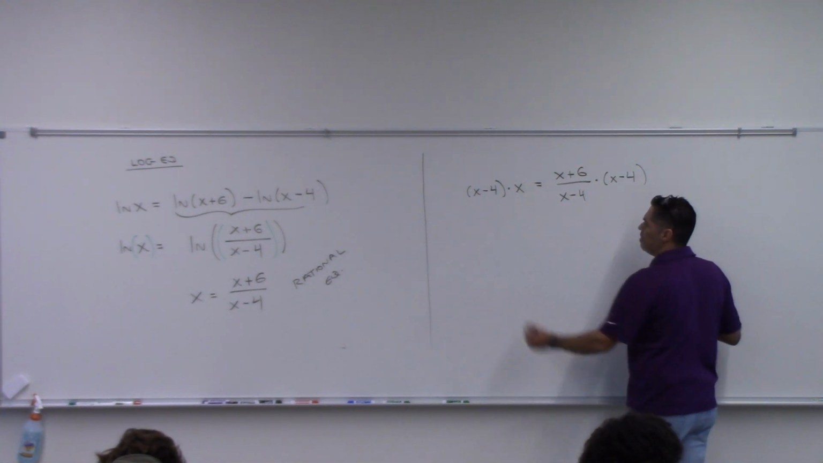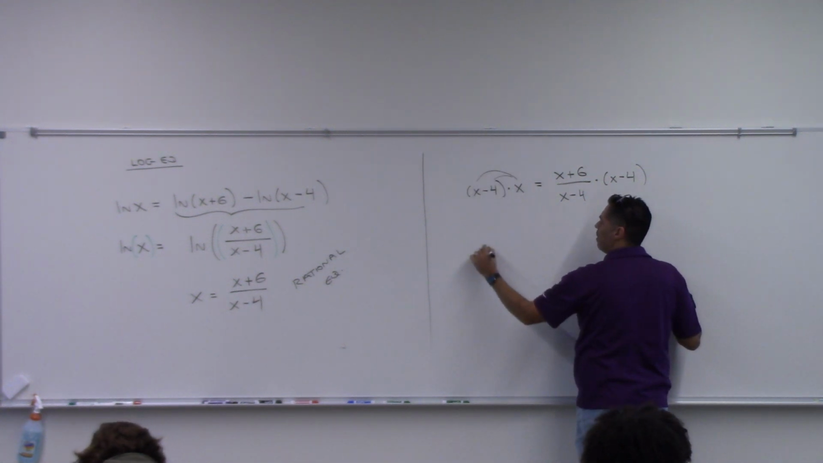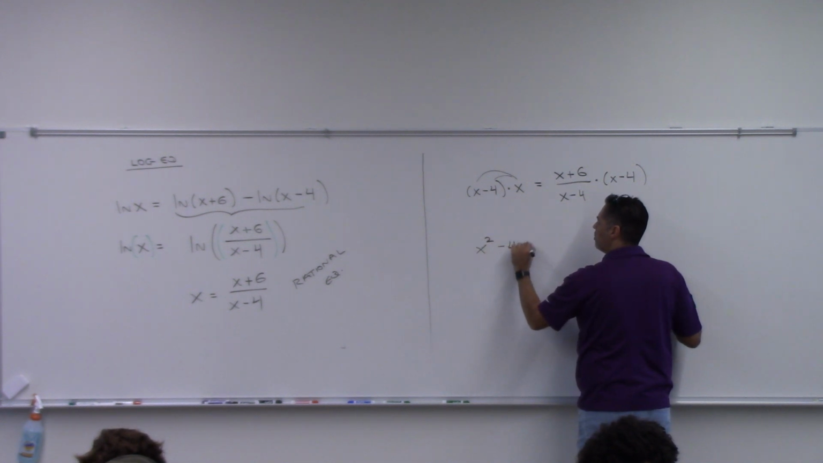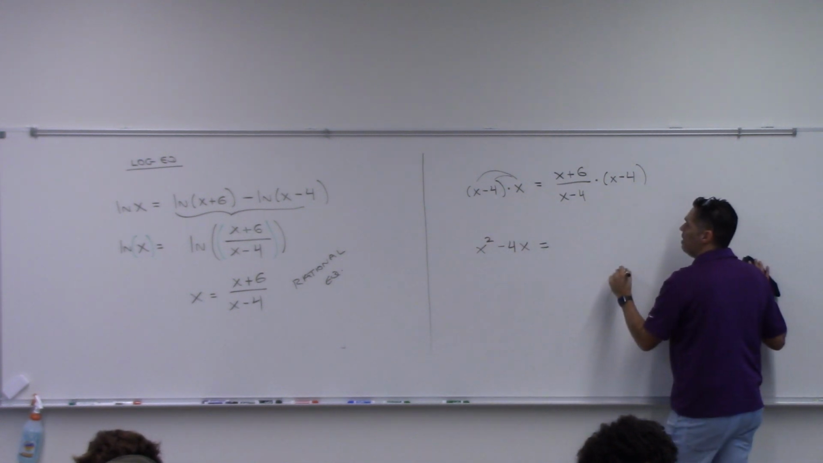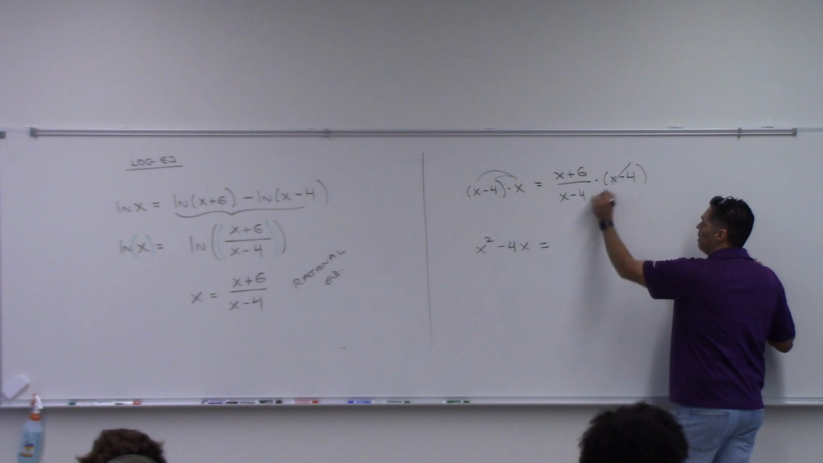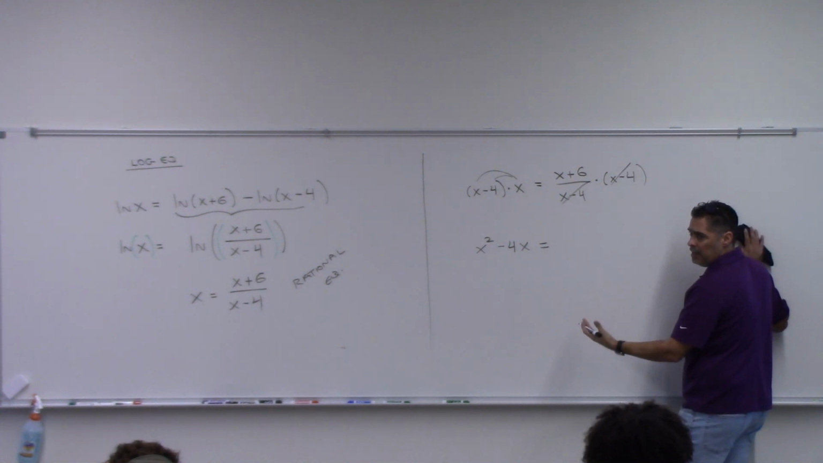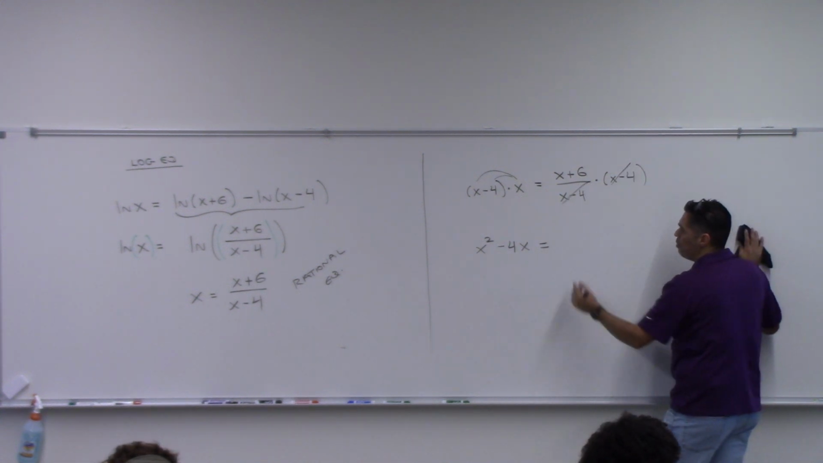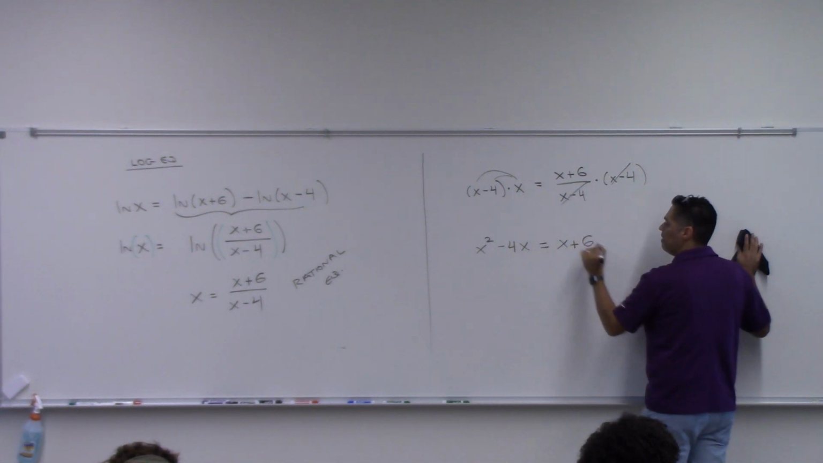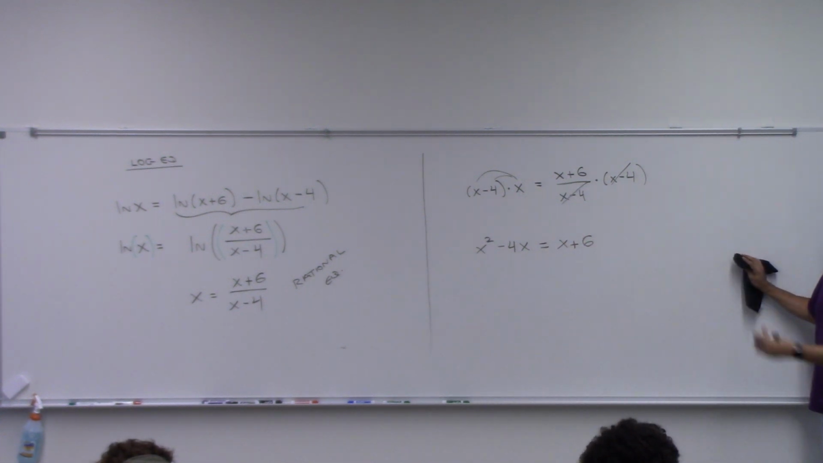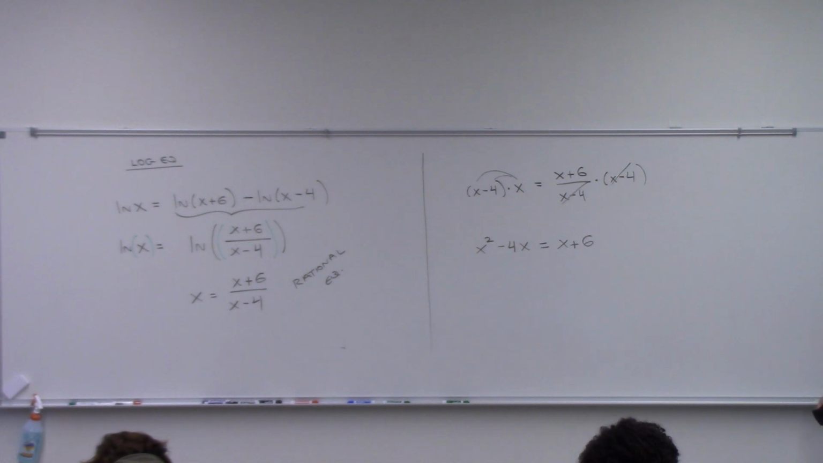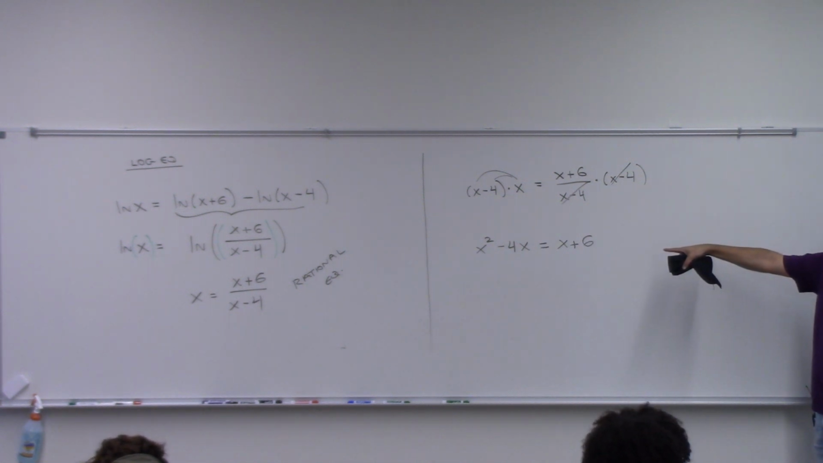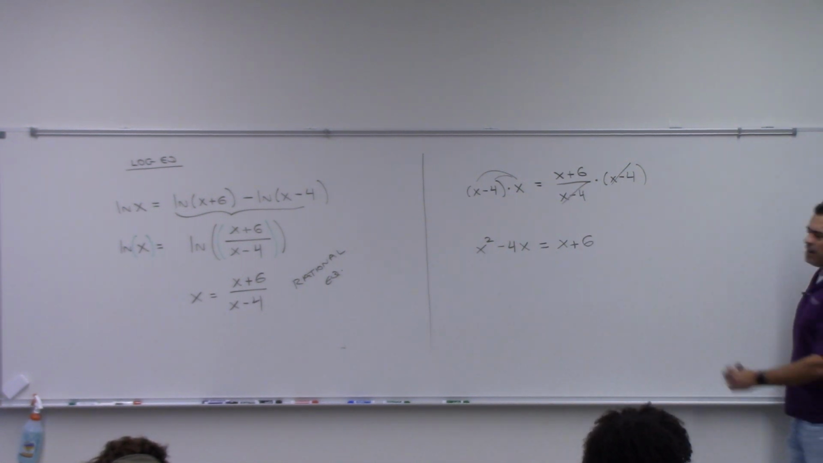So what happens on the left is we can distribute the x through to both of those, get x squared minus 4x equals what happens on the right? X minus 4 cancel. That's the whole purpose of bringing in the x minus 4, so we don't have a fraction anymore. We have x plus 6, right? And now what are you looking at? What is this? It's a quadratic equation now.